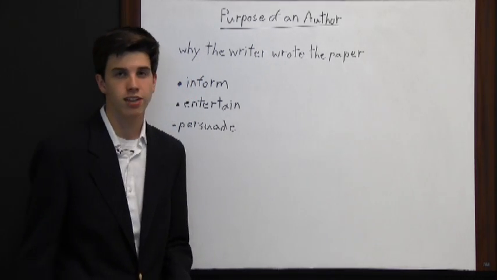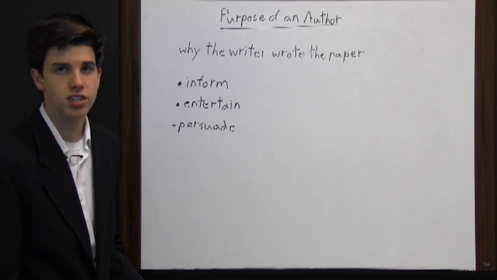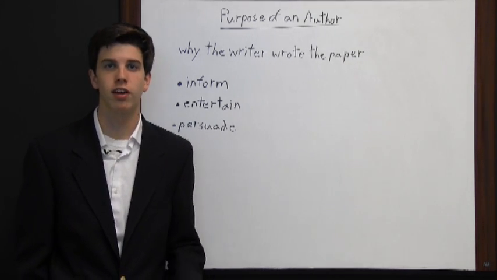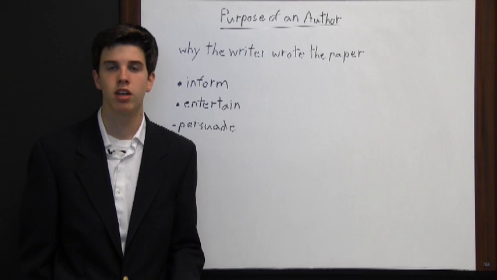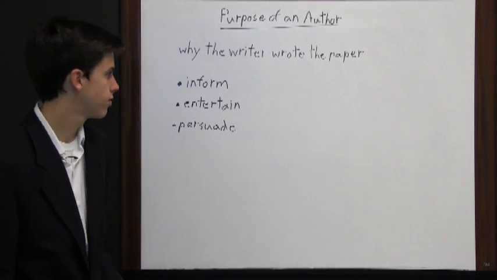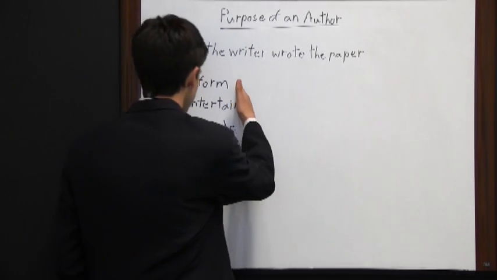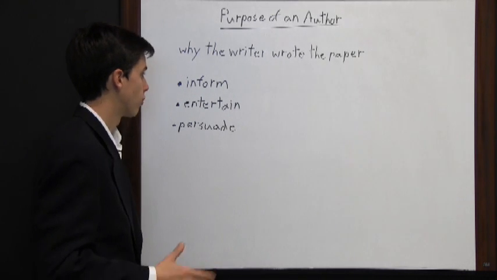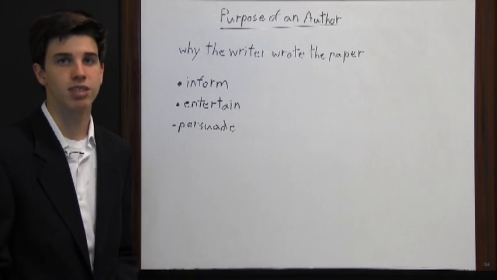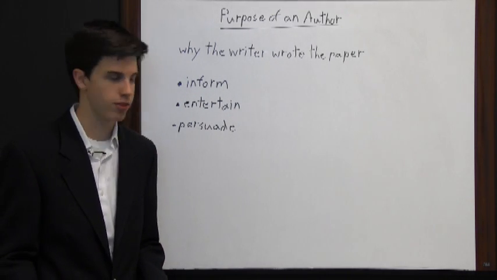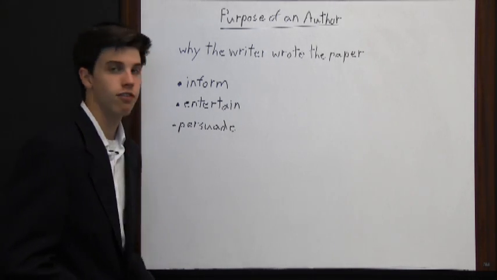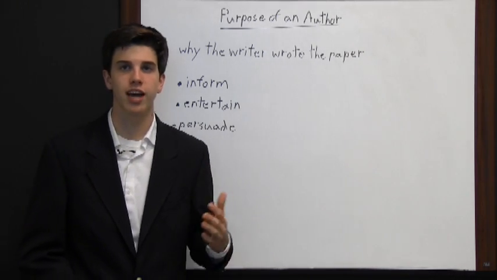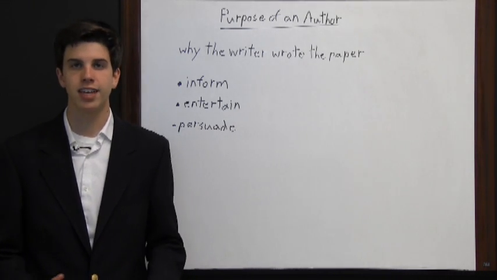So it's important as a reader to understand the purpose of the author because it helps you better understand the text. Generally, it's pretty easy to determine what type of paper something is. An informative paper is basically when the writer is just giving the reader facts about something. They're telling them more about something. A paper that is meant to entertain is generally fiction. It's pretty much any kind of fiction work is meant to entertain.